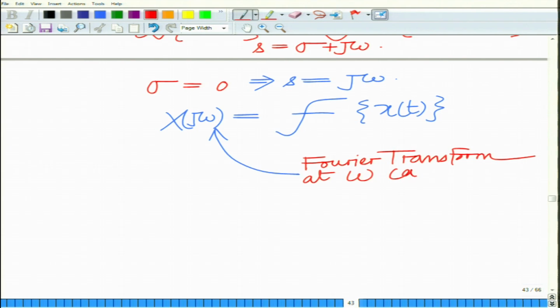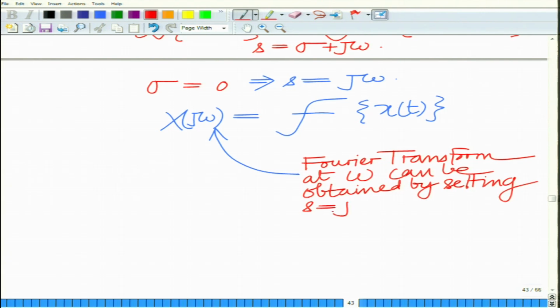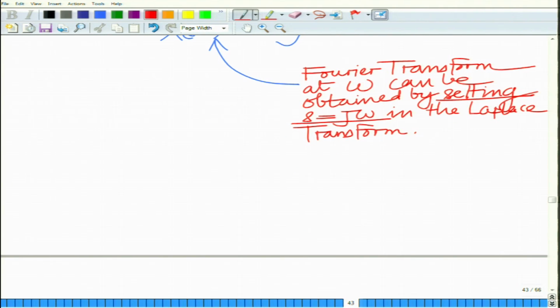at omega can be obtained by setting s equal to j omega in the Laplace transform. Okay, so you can say that the Fourier transform can be obtained by setting s equal to j omega in the Laplace transform. However, note that this is only true under some conditions.